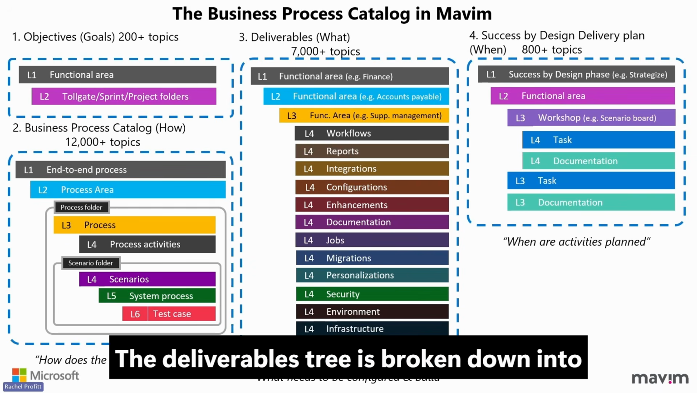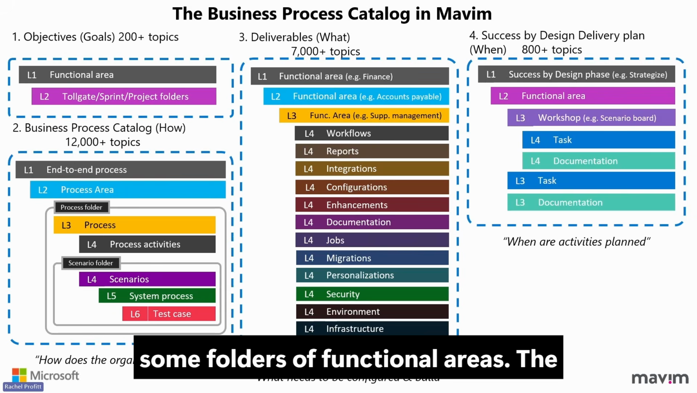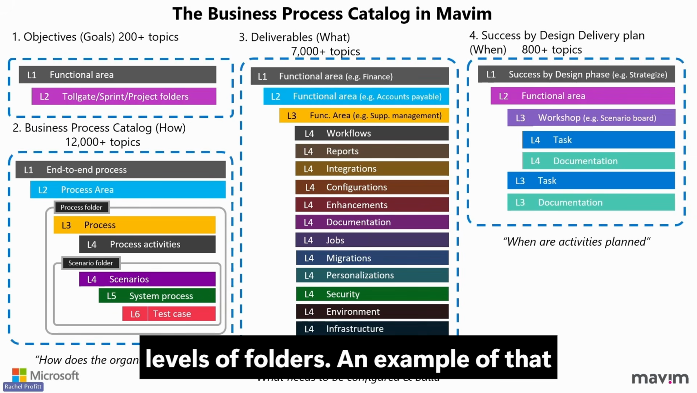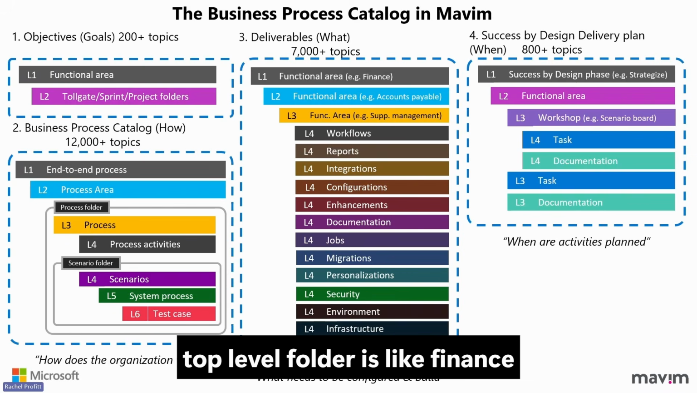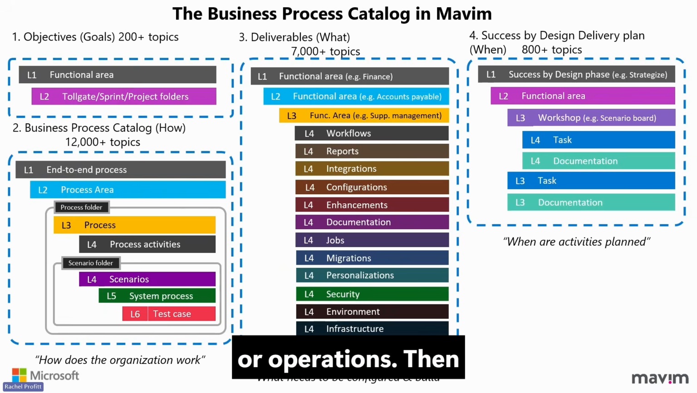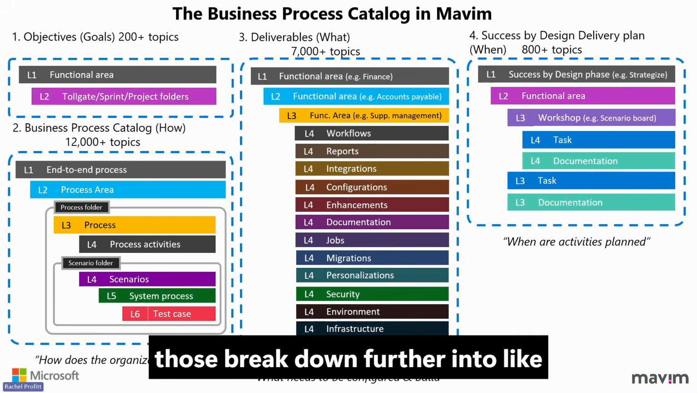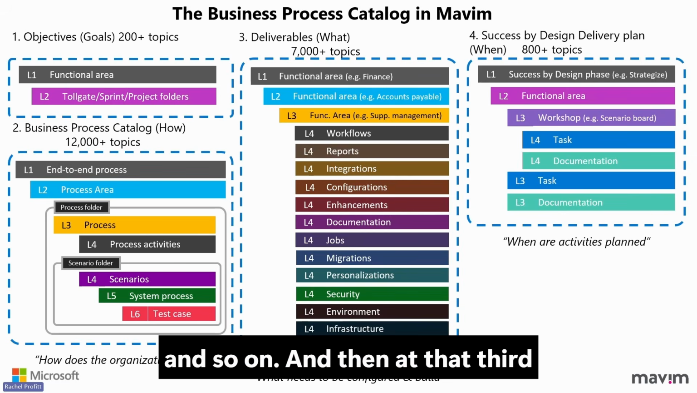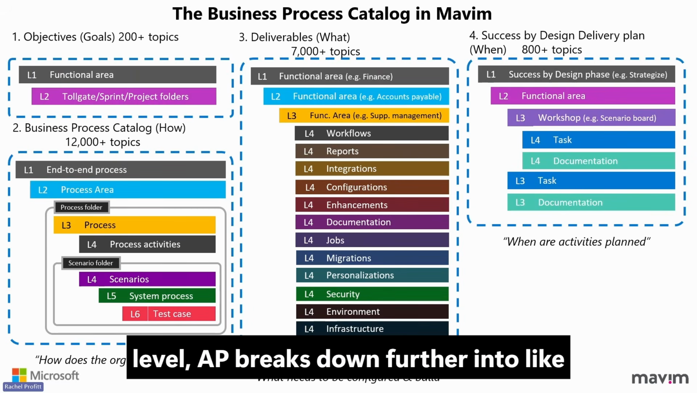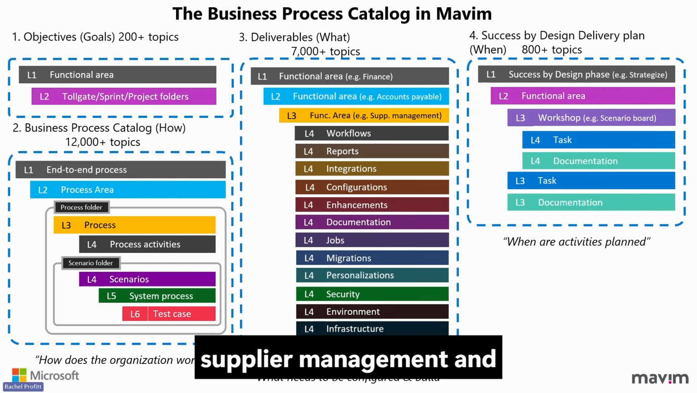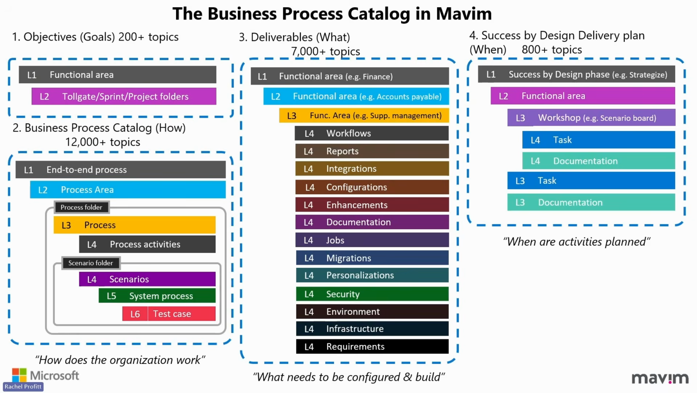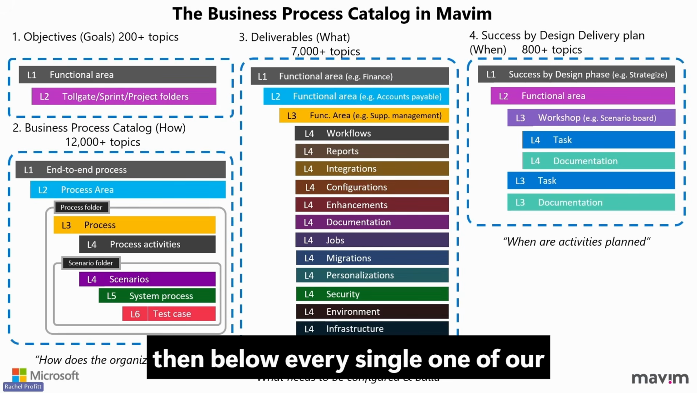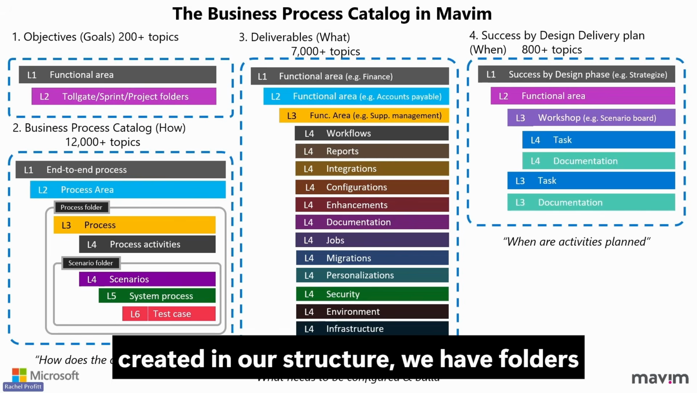The deliverables tree is broken down into some folders of functional areas. The functional areas basically have like 3 levels of folders. An example of that top level folder is like finance or operations. Then those break down further, like finance breaks down into like AP and AR, and so on. And then at that third level, AP breaks down further into like supplier management and other functional areas.